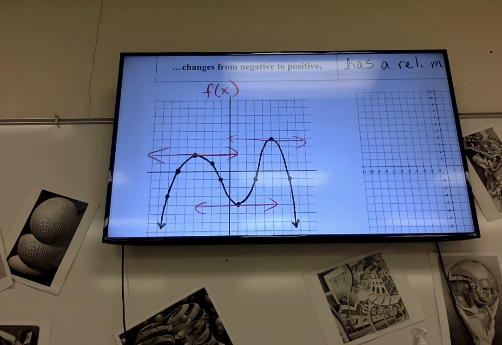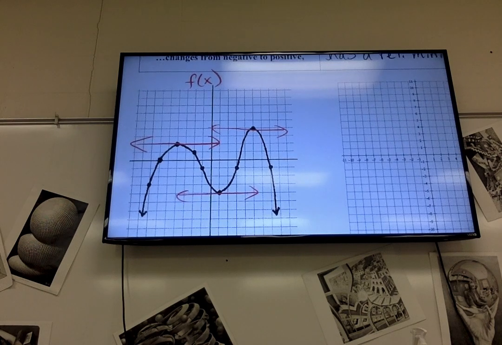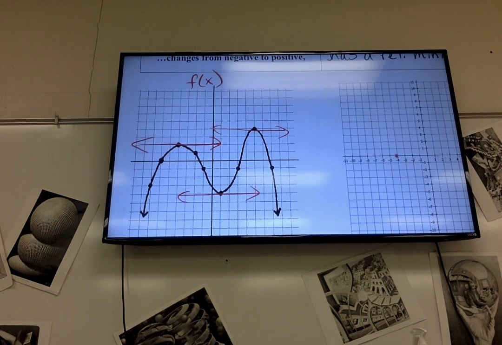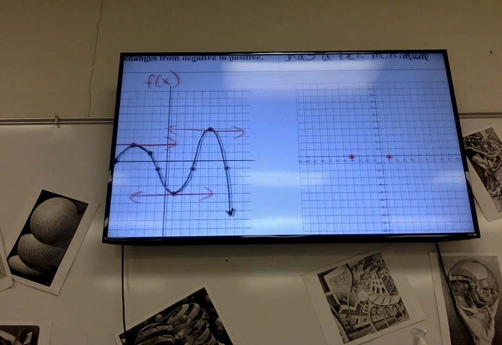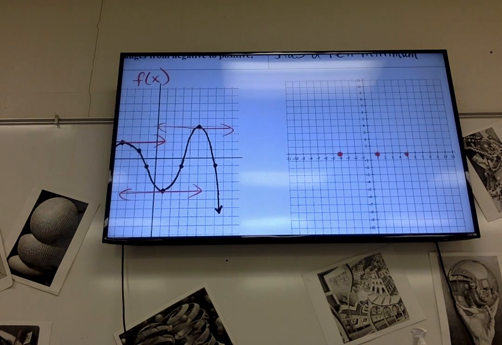Okay. So when I take the derivatives of those points, I get 0, right? Yes. So I'm going to have a 0 at negative 4. I have a 0 at 1. And a 0 at 5. Cool. Now what?